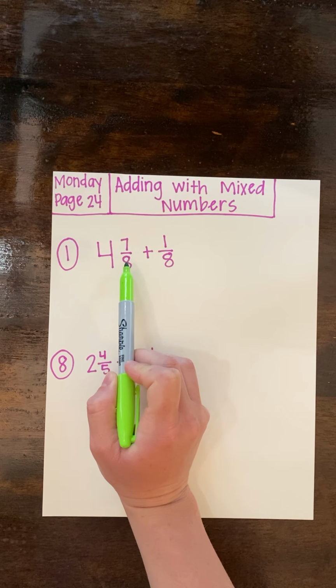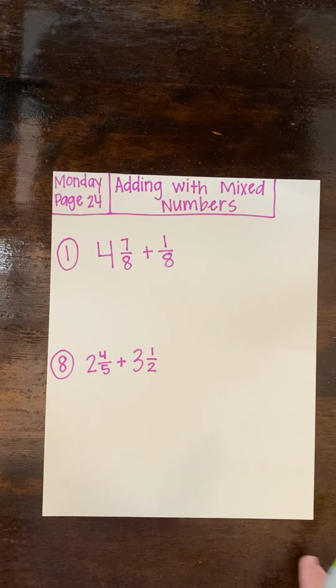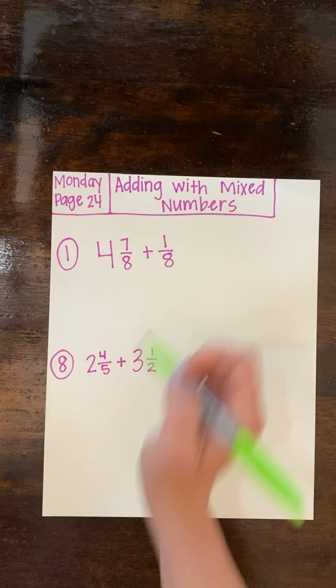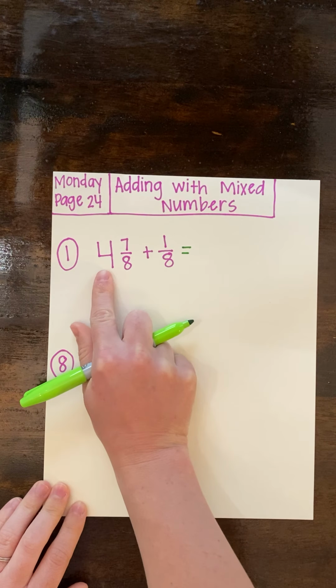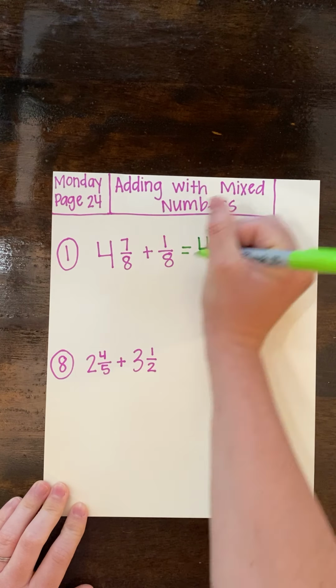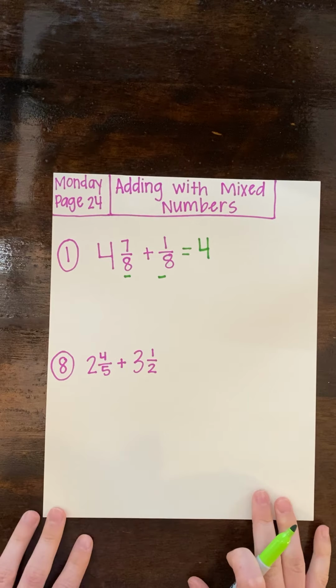So 4 7/8 plus 1/8. We can look at this, and I know I have 4 as my whole number. I don't have a whole number over here. So I'm going to go ahead and put down what I have. So add up your wholes. So I have 4 wholes, and then I'm going to add up my fractional pieces.